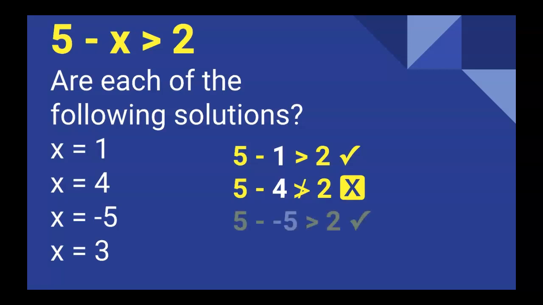How about 5 minus negative 5? Oh yeah, remember that's the same thing as 5 plus 5. We get 10. 10 is greater than 2, so negative 5 is a solution to this inequality. And if we plug in 3, 5 minus 3 equals 2. 2 is not greater than 2, so no, that's not a solution to this inequality.